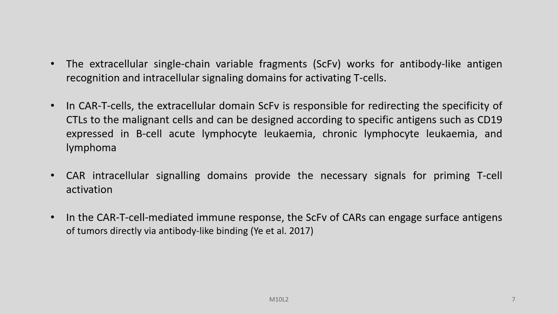The extracellular single chain variable fragment works for antibody-like antigen recognition and intracellular signaling domains for activating T cells. In CAR T cells, the extracellular domain scFv is responsible for redirecting the specificity of CTLs to the malignant cells and can be designed according to specific antigens such as CD19 expressed in B cell acute lymphoblastic leukemia, chronic lymphocytic leukemia and lymphoma. CAR intracellular signaling domains provide the necessary signals for priming T cell activation.